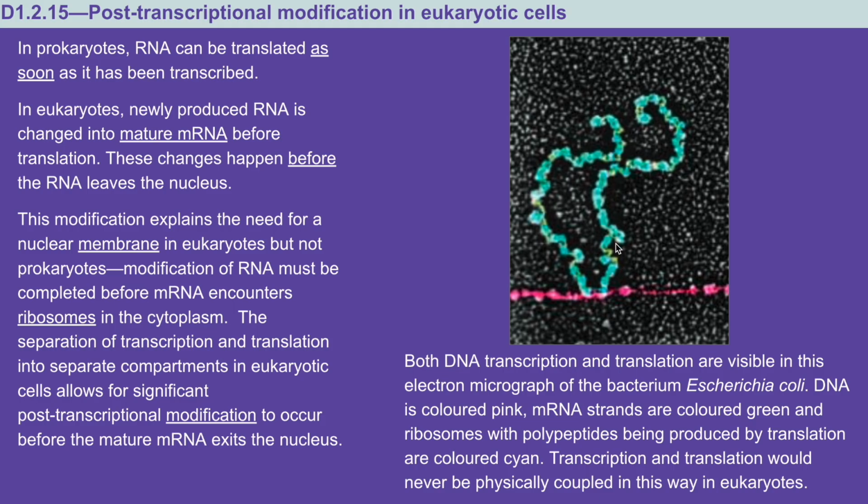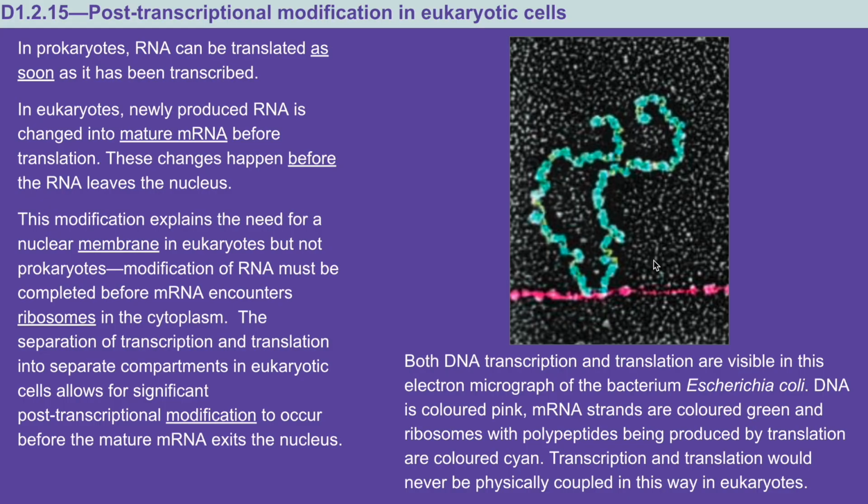And so the mRNA is being produced in this direction. And then in cyan, this teal color, those are ribosomes. And those ribosomes are making polypeptide chains as they move along this mRNA, reading its code. And so we have transcription occurring at the same time as translation.